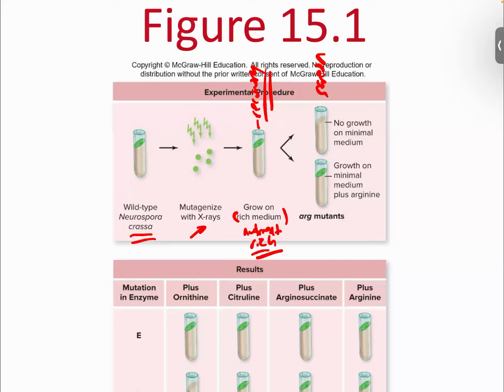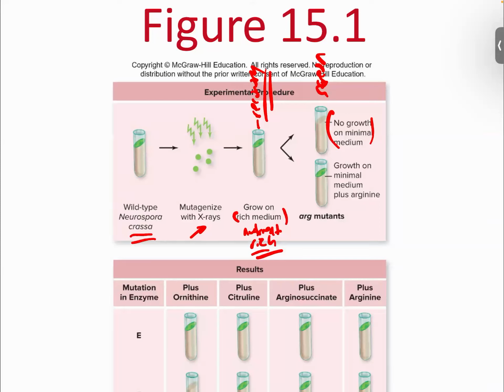So what does that screen look like? Well, you're going to put them on two different types of media. The first one is minimal media. Now, remember, we said that if you are a mutant of an essential amino acid gene, then you're not going to make that amino acid because it's mutated. So on minimal media, guess what? You die. So you don't get any growth on minimal media. They're looking for that, right? That tells you it's an essential gene.